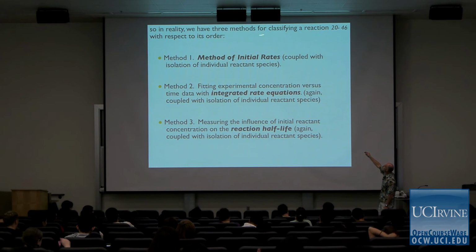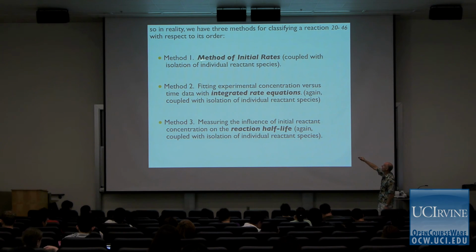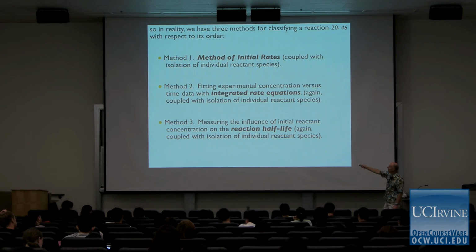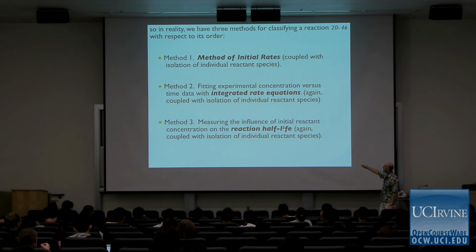So in reality, we have three methods for classifying a reaction with respect to its order. Method 1, method of initial rates. Isolate one reactant. Make the other two big. Measure the initial rate as a function of the initial concentration of the isolated reactant. Plot your data, determine what the stoichiometric coefficient is. Method 2, derive the integrated rate equation. Fit your data over a wide range of times with different integrated rate equations to find out which one fits your data. Then that tells you it's first order, second order, or third order, because that's the one that fits. It's tedious to do that, but that's what you do. There isn't a shortcut. And finally, reaction half-life: you take the integrated rate equation, plug in A0 over 2 for A, and simplify the equation for the half-life, and that's the half-life equation.